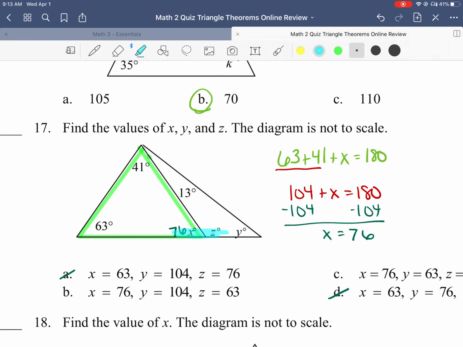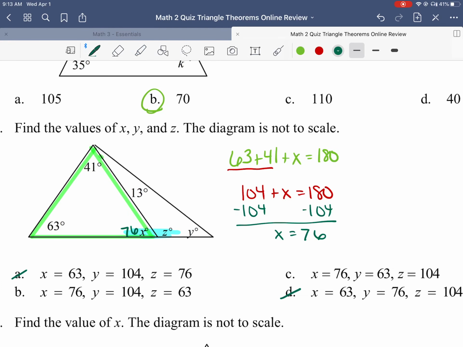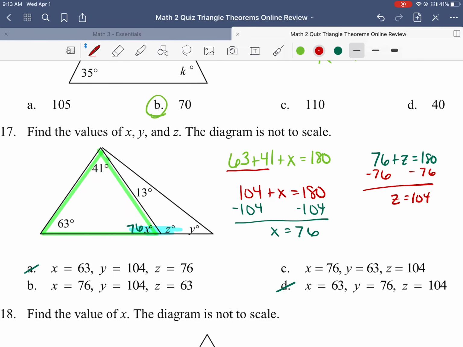Now, x and z together has to be 180 degrees because they are a straight line. So 76 plus z equals 180. Subtract 76 from both sides. Z equals 104. Okay, which automatically tells me the answer is C. But if I want to make sure, there's another triangle right here. Remember, in triangles, it's 180 degrees. So I'm going to add up 104, 13, and y to equal 180, which does equal 63.